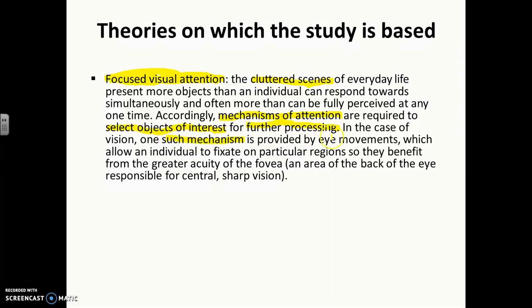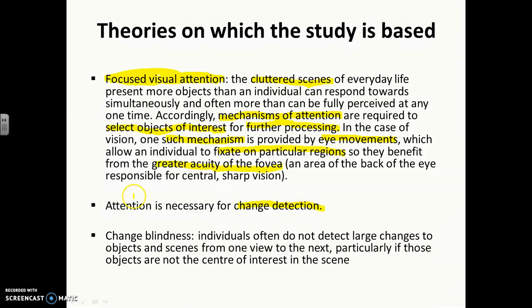One of these mechanisms is simply eye movements, so you can fixate on particular regions that benefit the greater activity of the fovea. I think I pronounced that correctly, which is the area at the back of the eye that allows you to see things. So attention is necessary for change detection. If you're going to see something change, like a gorilla walk in, or someone changing their coat, or anything, then you need to be paying attention to it, or you're not going to notice the change.